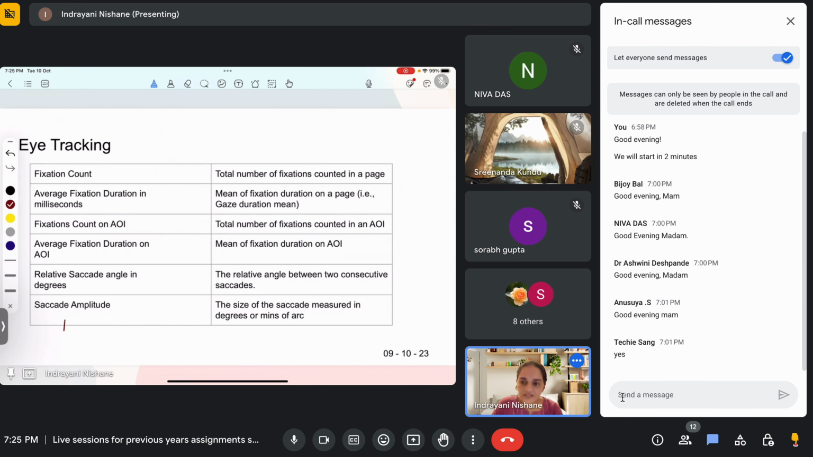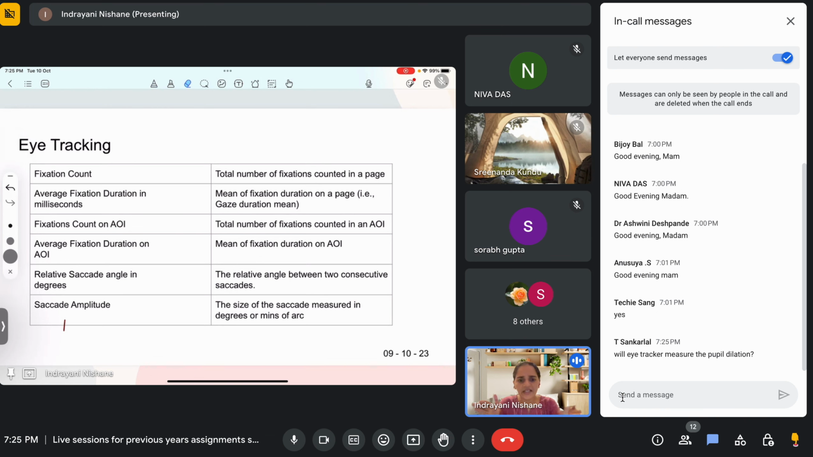Then relative saccade angle in degrees. Saccade is continuous movement. If I am moving from the left hand side of the screen to the right hand side, what was the relative angle? If this was 0 degrees, then when I reach the other end of the screen, what was the angle? That is the relative angle. Then saccade amplitude is how many degrees or minutes of arc are measured.